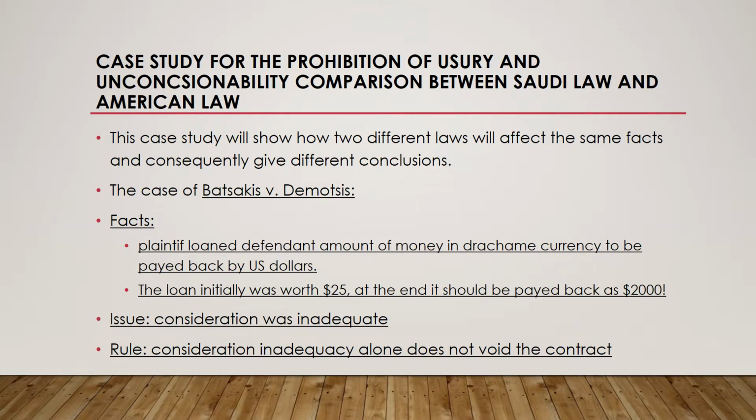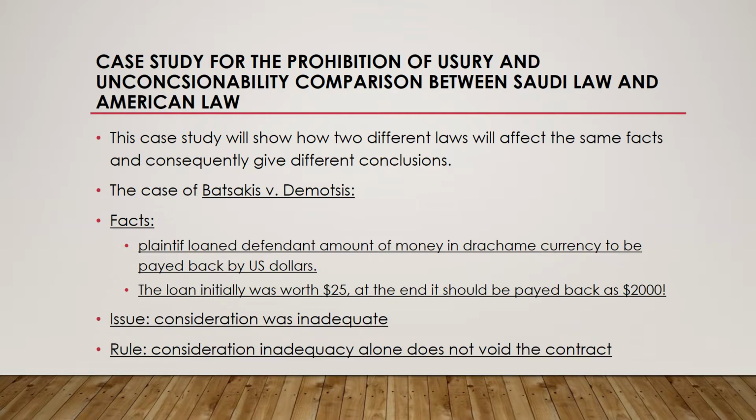Now we'll be exploring a case study for the provision of usury and unconscionability, and it's going to be a comparison between US contract law and Saudi contract law. This was a case that was presented before a US court after World War II, and it was given a decision, and when applying the Saudi laws on the same facts, it could show and give a different outcome.